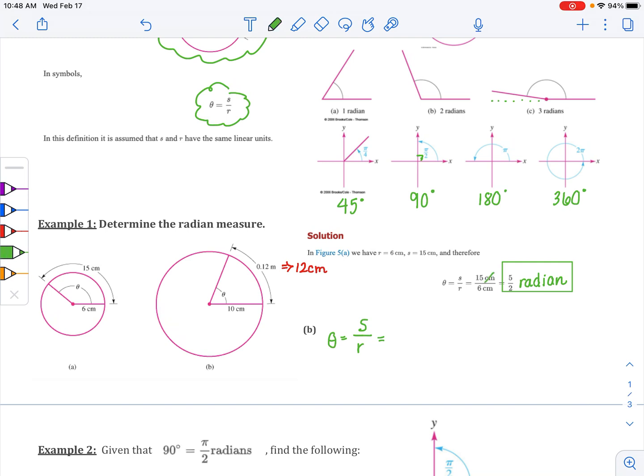Just like up here, the centimeters cancel. Well, you can't cancel meters and centimeters. They need to be the same. So just keep an eye out. This now becomes 12 centimeters over the radius of 10 centimeters. Our units cancel. We're going to simplify to 6/5 radians. And that is our angle measure in terms of radians.